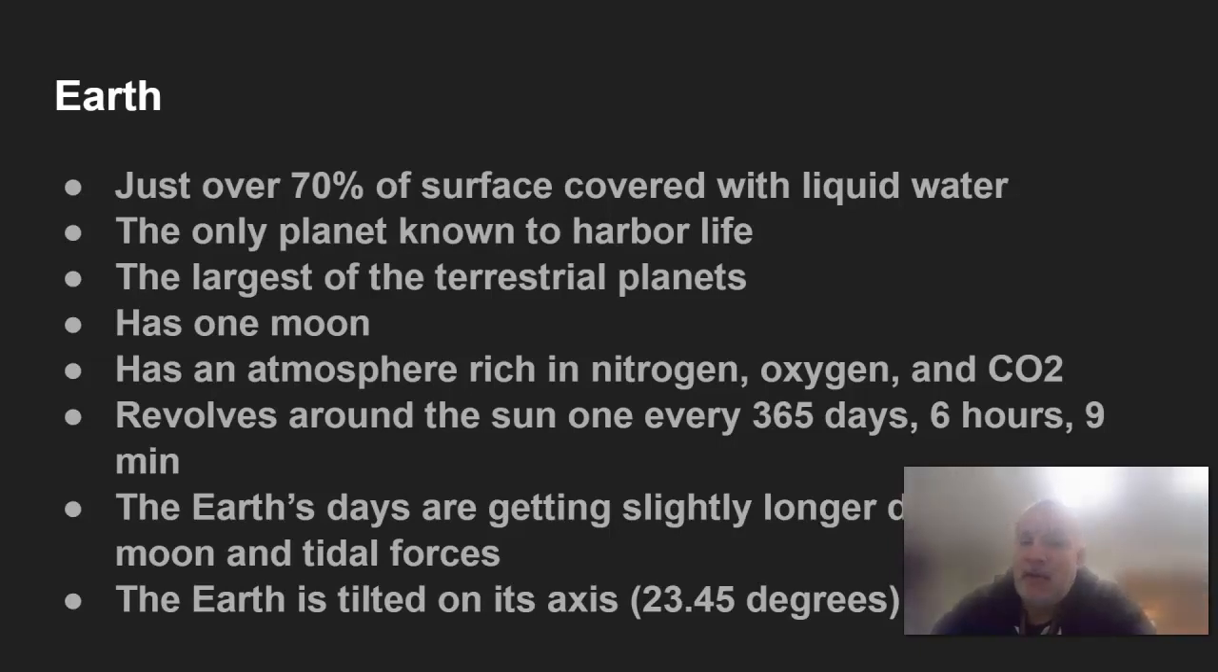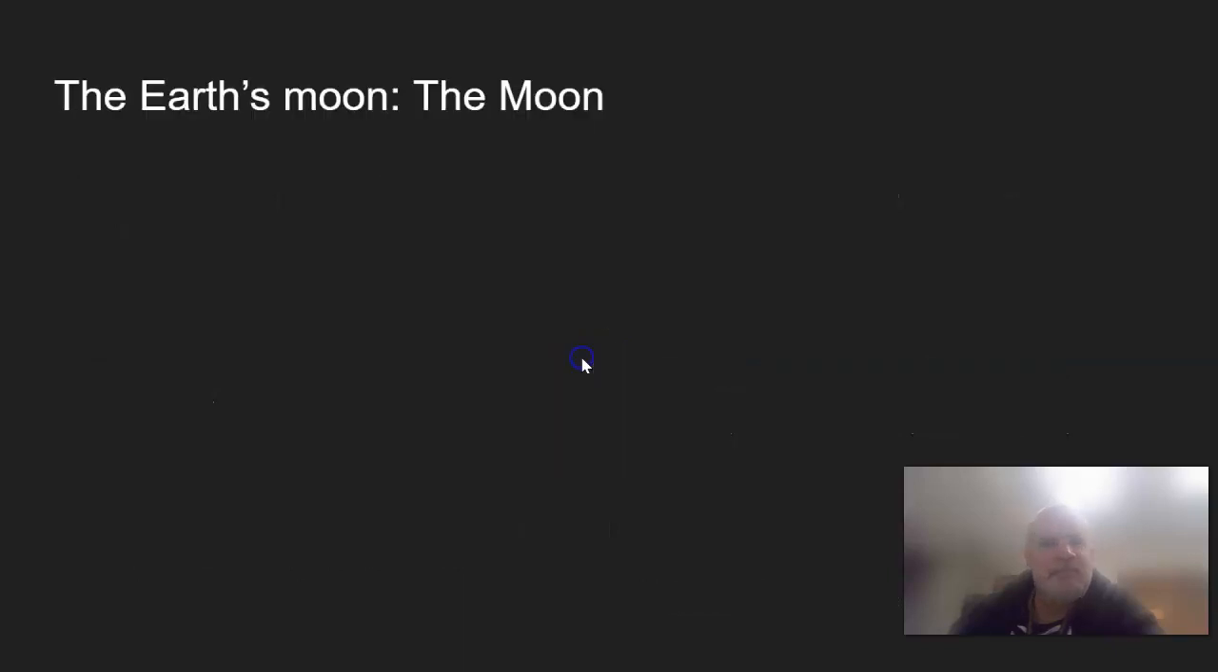It takes us about 365 days, 6 hours, and 9 minutes to go around the sun one time. That's about 365 and a quarter days, which is why every fourth year we have a leap year. The Earth's days are getting slightly longer due to the moon and tidal forces. So the moon is slipping away from us a little bit, and our day is getting a little bit longer. And we are tilted on our axis just over 23 degrees. That's why we have seasons.